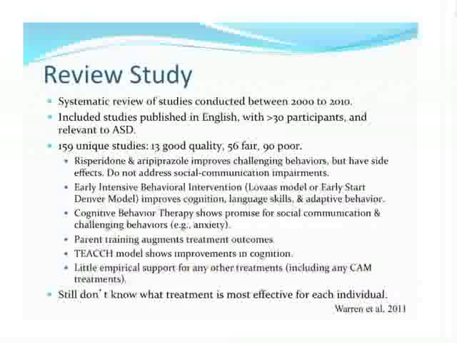By looking at this comprehensive review of the literature, they identified 159 unique studies that looked at interventions in autism. And then they rated them in terms of quality. This is the part where I get a little bit nervous as a scientist, and I think, gosh, wow, of 159 studies, only 13 met that good quality characteristic.